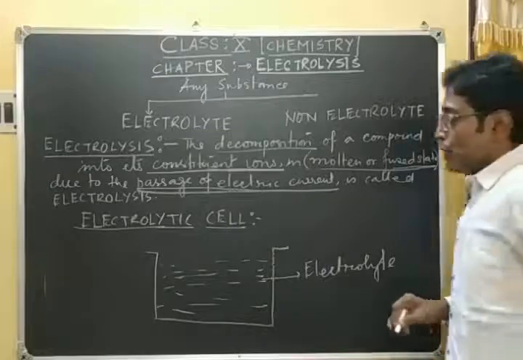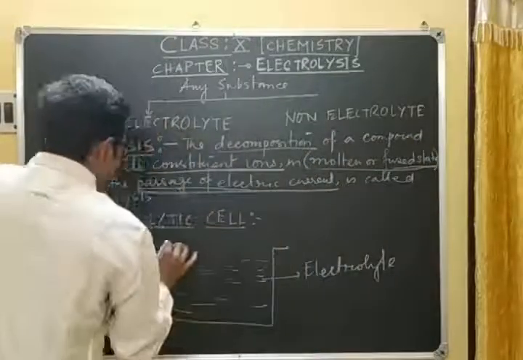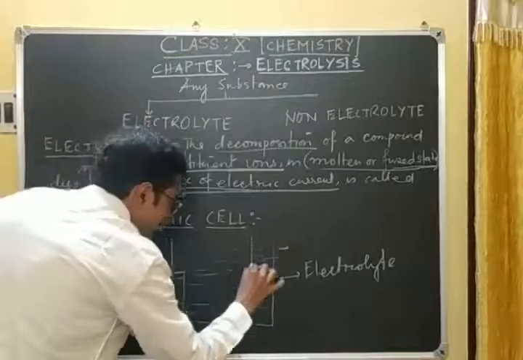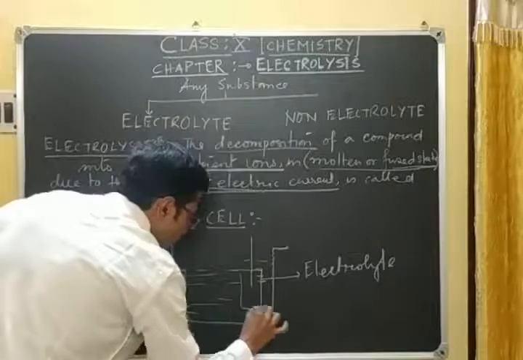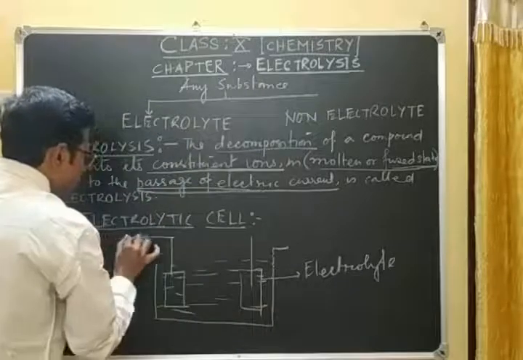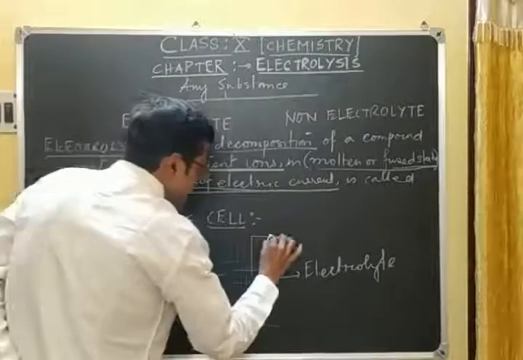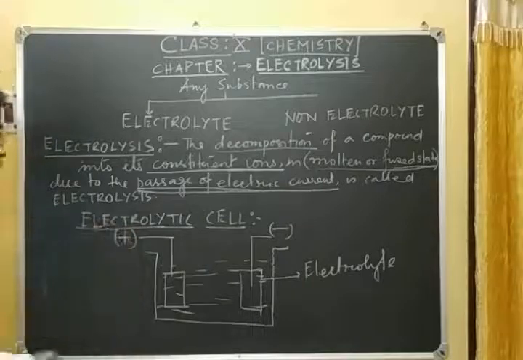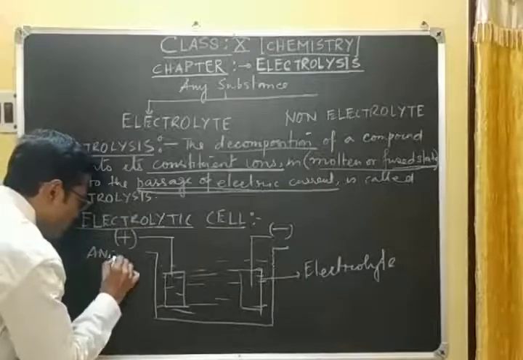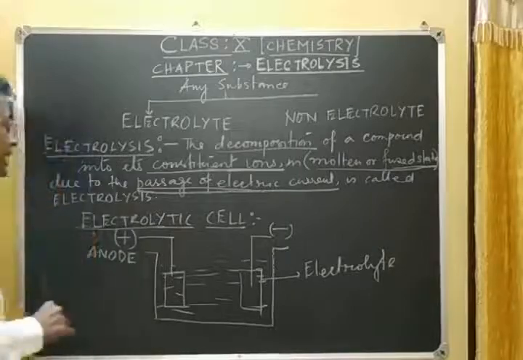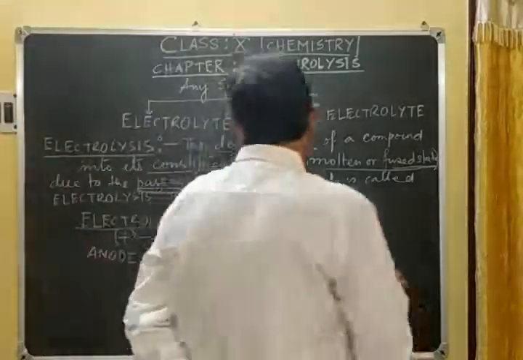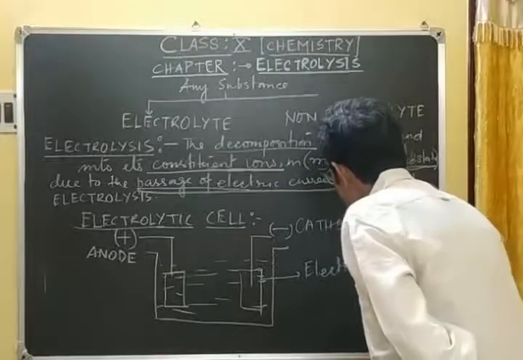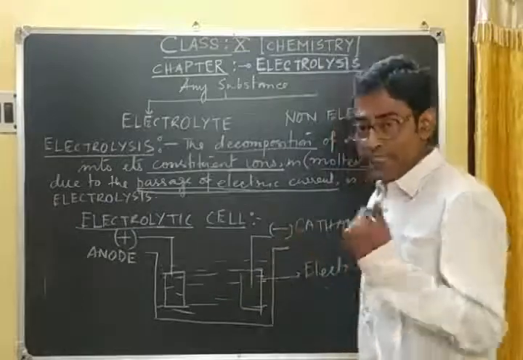Here we will be inserting two electrodes, or terminals, from where electricity can enter and go out. One will be the positive electrode, another will be the negative electrode. The positive electrode is known as anode. Remember, it is known as anode, and the negative electrode is the cathode. One is anode, the other is cathode.